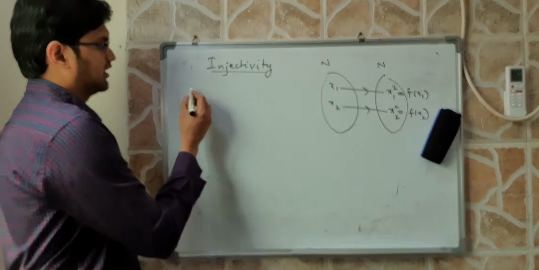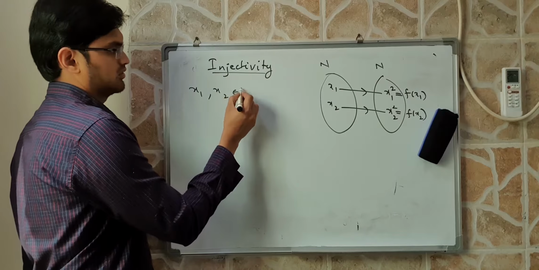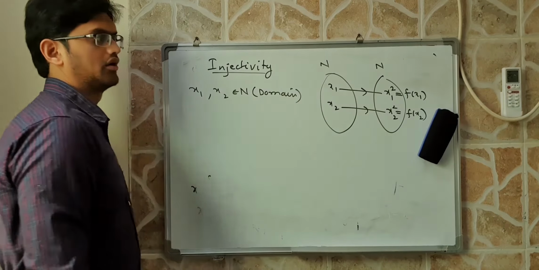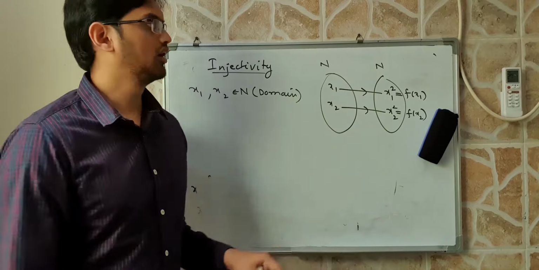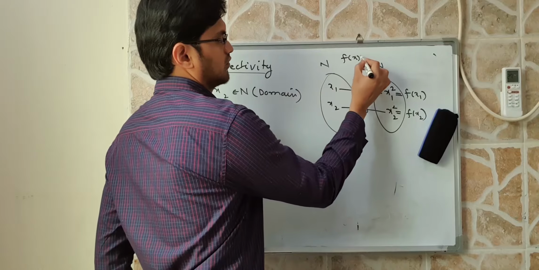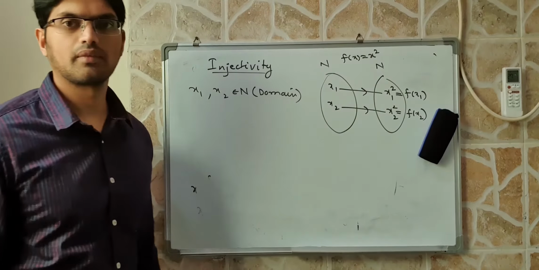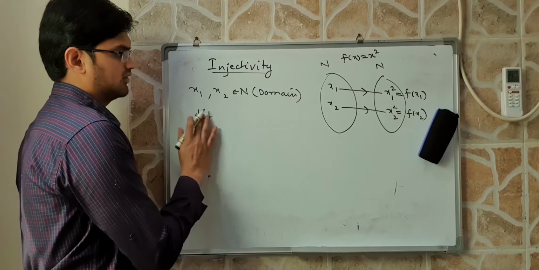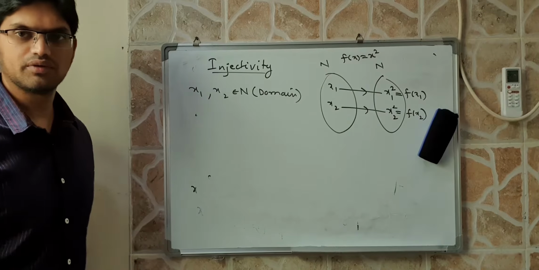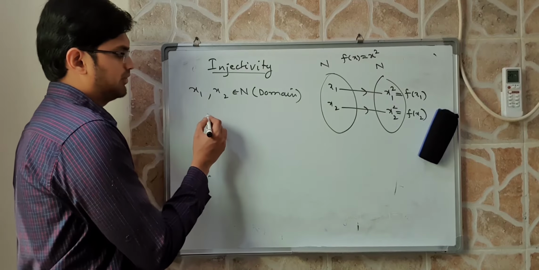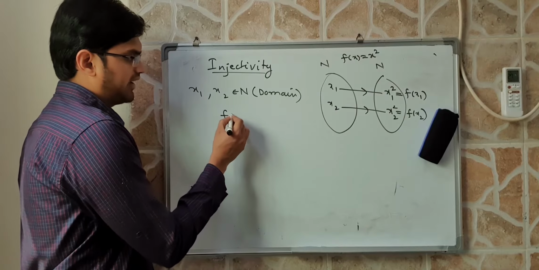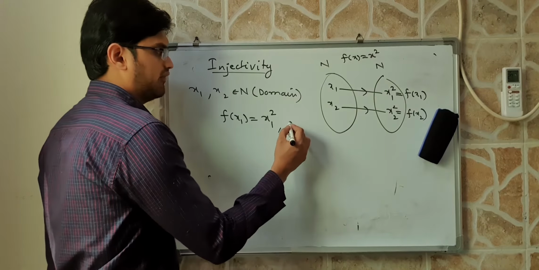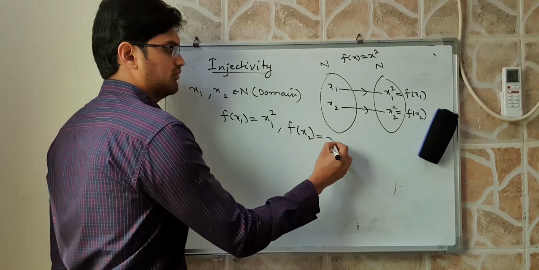So what is happening? Let us take x1, x2 belonging to N, from the domain. This is very important. We are taking from the domain. What is the rule here? f of x is equal to x square. So when I have taken two elements x1, x2, what will happen? f of x1 will become x1 square. What will f of x2 become? It will become x2 square.